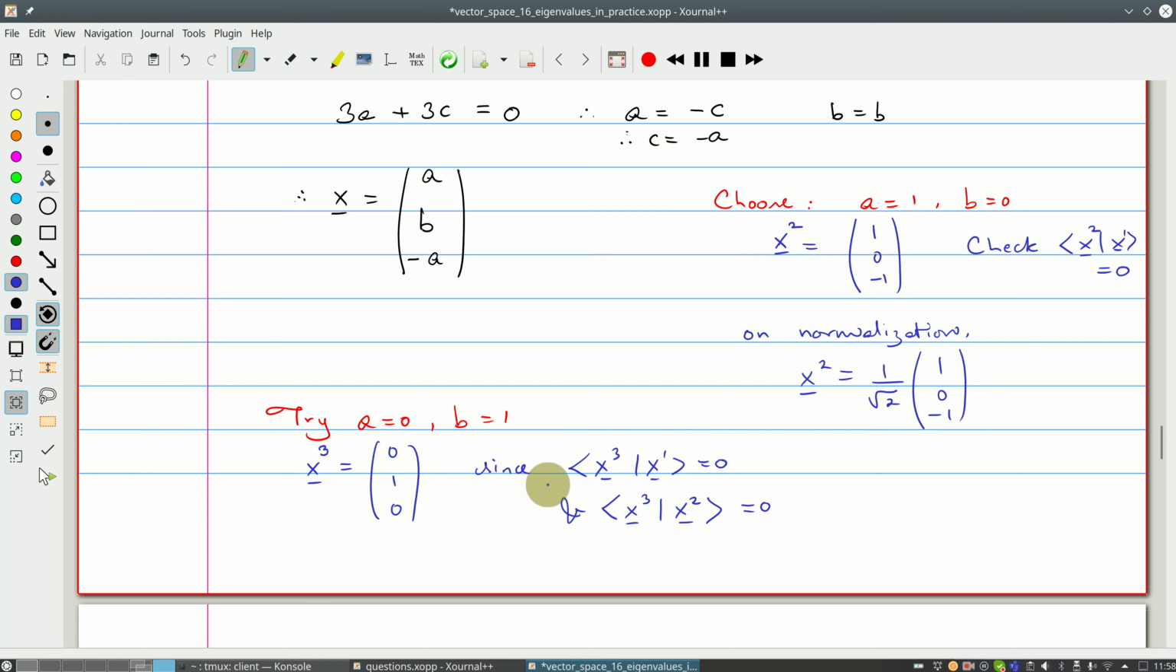Now you might ask, what if you chose something else? What if I chose the first vector to be a is 1 and b is also 1? So a is 1 and b is 1. This would give you the vector 1, 1, minus 1. This would be an alright choice for x2. And then what about x3? Well, you'd have to find some vector which was perpendicular to x2.